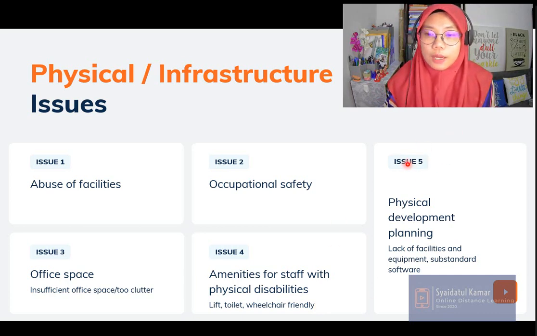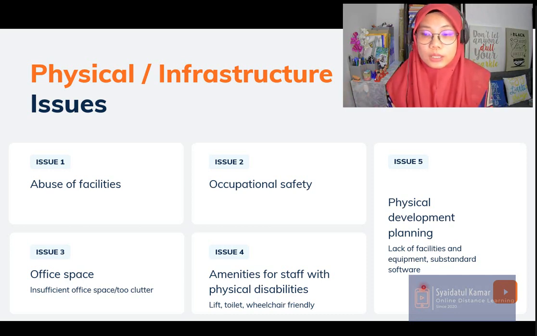Okay, issue number 5, physical development planning. For example, lack of facilities and equipment, substandard software. Okay, you have a job to do, but the computer being given to you is a very low spec computer.